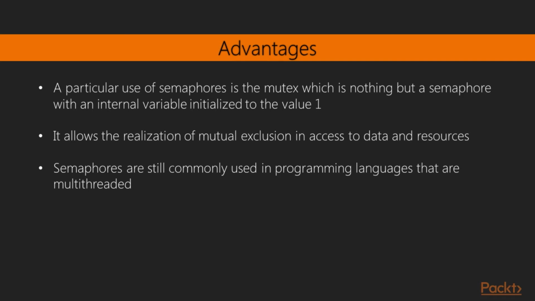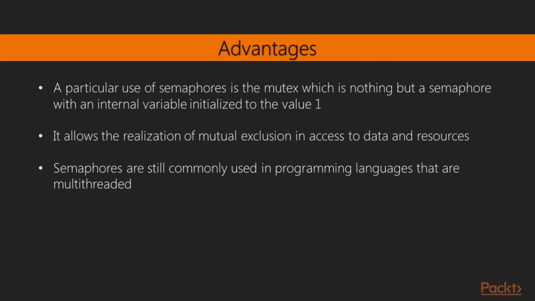For example, a deadlock situation is created when the thread T1 executes a wait on the semaphore S1, while the T2 thread executes a wait on the semaphore S2, and then T1 executes a wait on S2 and T2 executes a wait on S1.